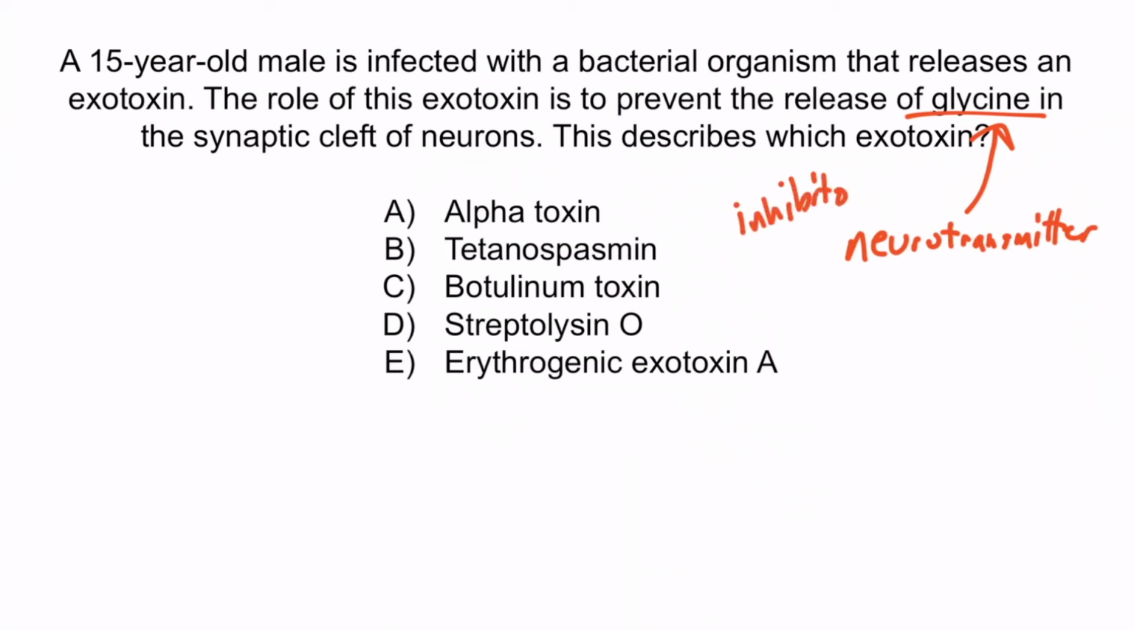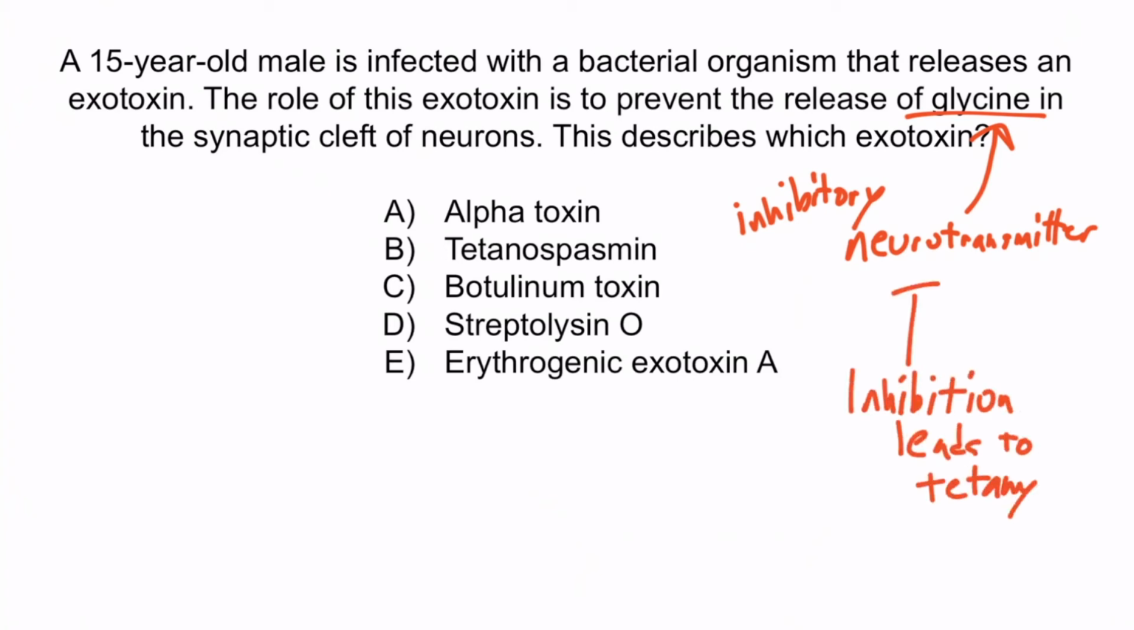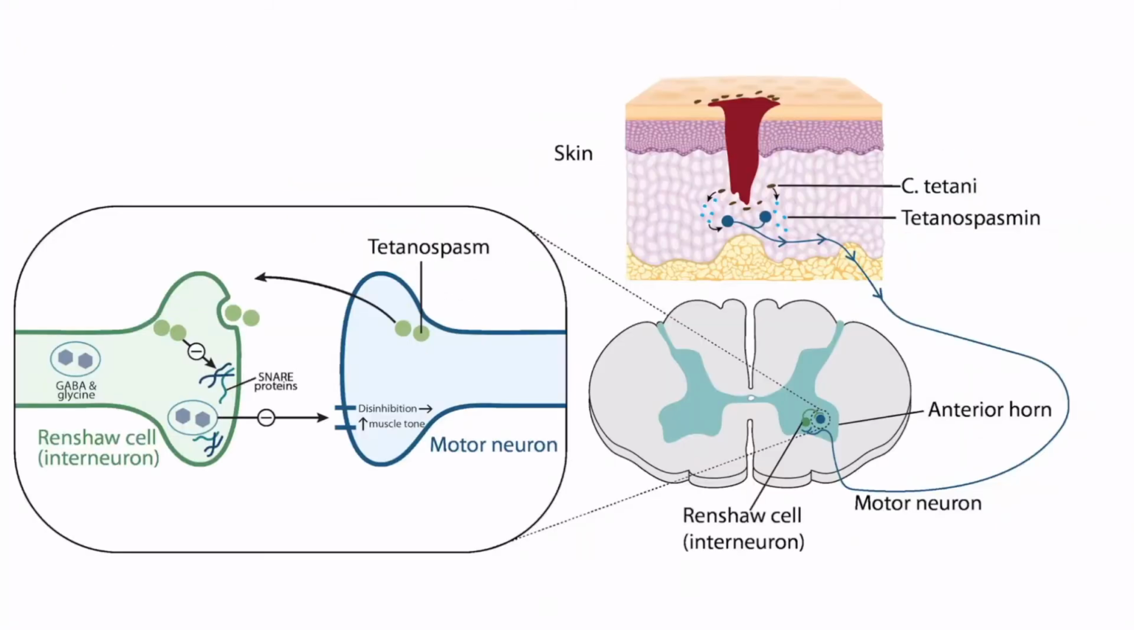Now, glycine is a neurotransmitter, specifically an inhibitory neurotransmitter. Therefore, preventing the activity of glycine would lead to overstimulation of motor neurons, or tetany. And the organism that produces this is Clostridium tetani. So the exotoxin we're dealing with is choice B, tetanospasmin. Recall that tetanospasmin prevents the snare proteins from releasing GABA and glycine. This leads to disinhibition and increased muscular tone.